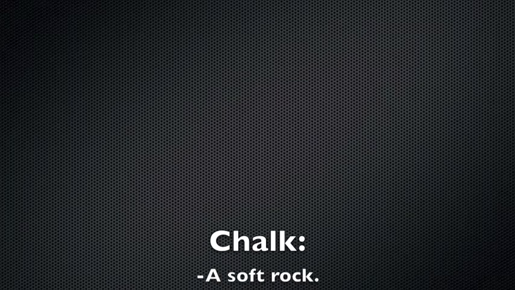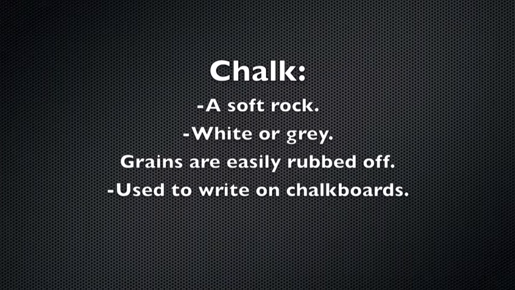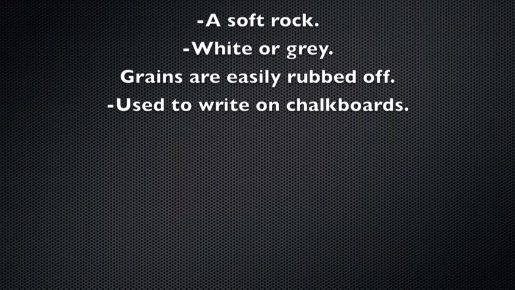Chalk. Chalk is a soft rock. It's usually white and gray. When you rub it, white and gray grains come off. It can be used to write on a blackboard.